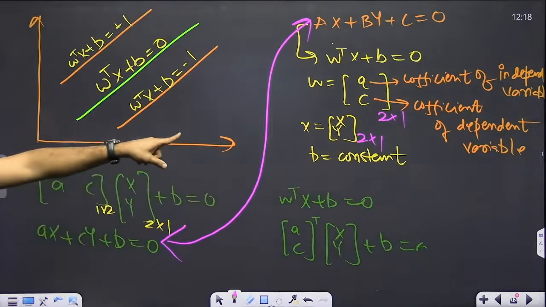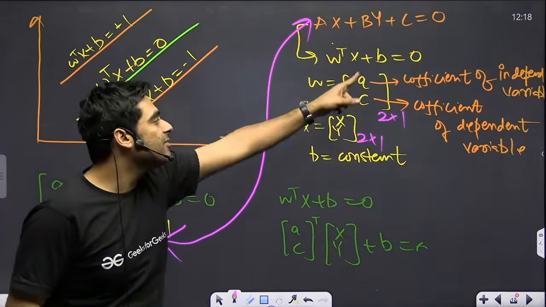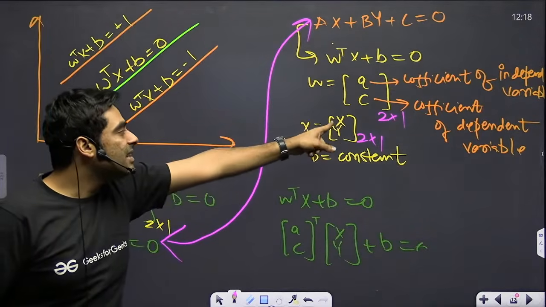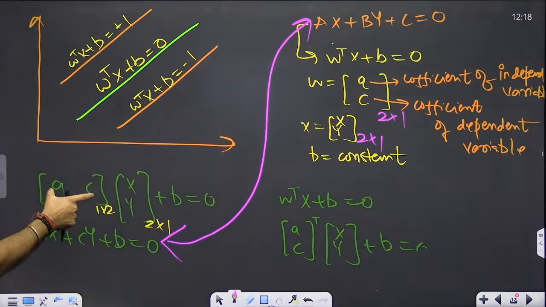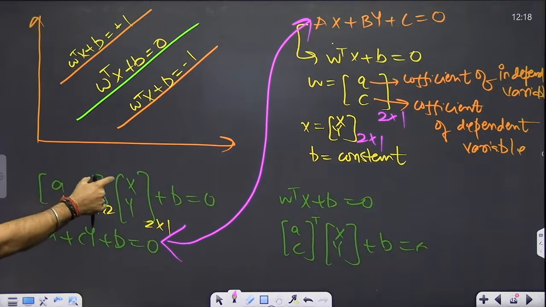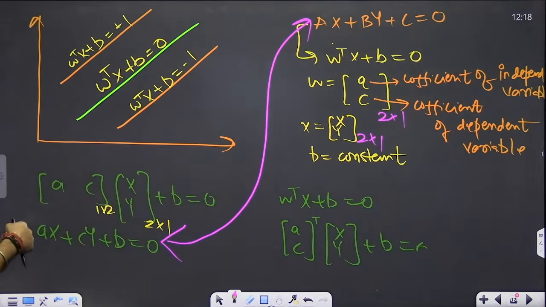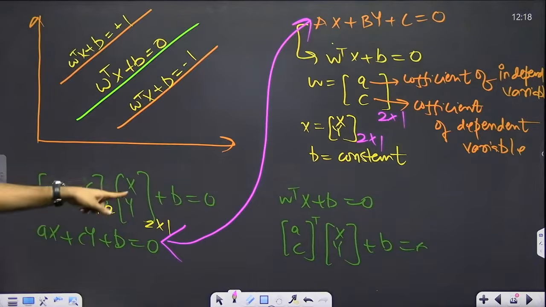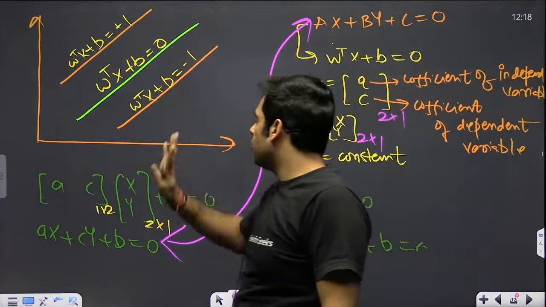So what I have done is I have written a and c, this is the matrix form, the coefficients of x and y. Then what is x? x are the variables, independent variable, dependent variable. So I just took the transpose of the weight vector, the variable vector as it is, plus b equals to 0. So I would be obtaining the same form from where I started.